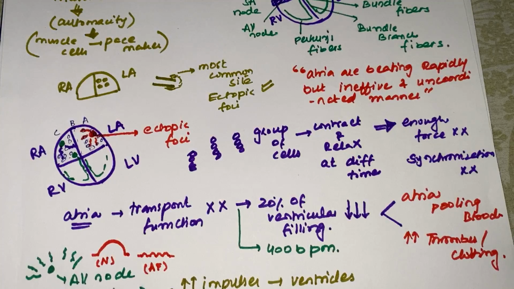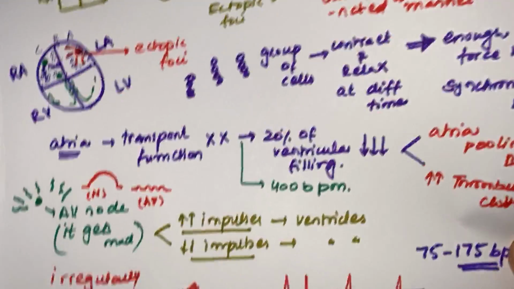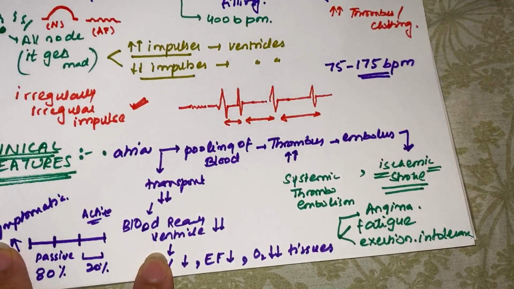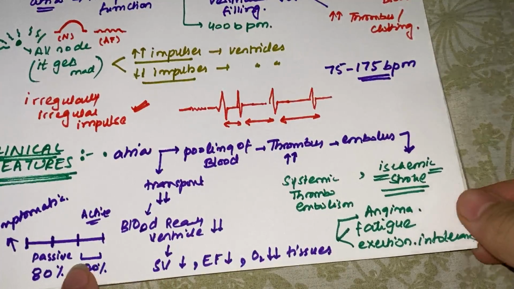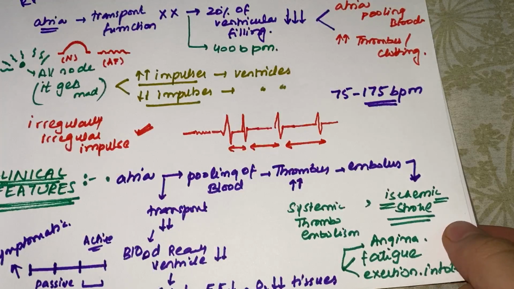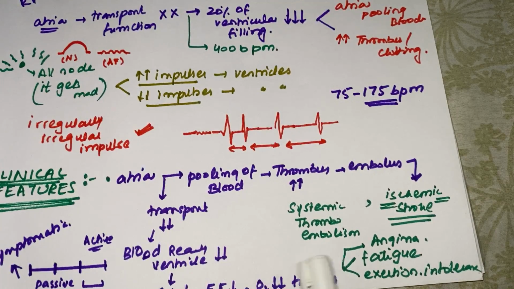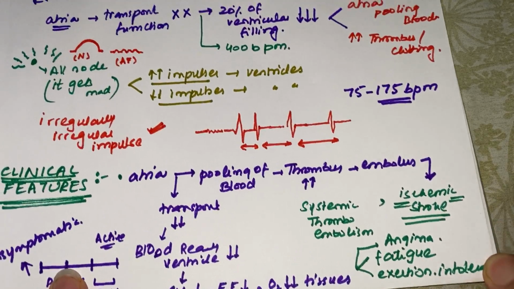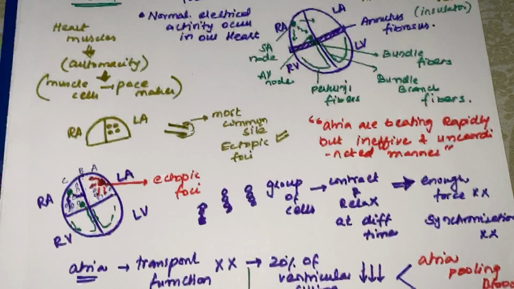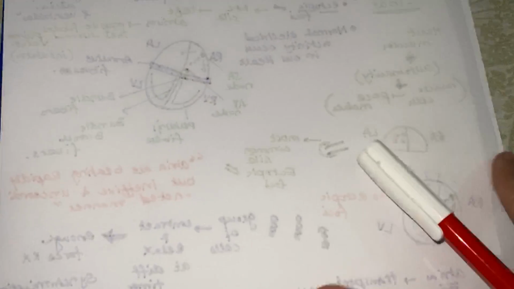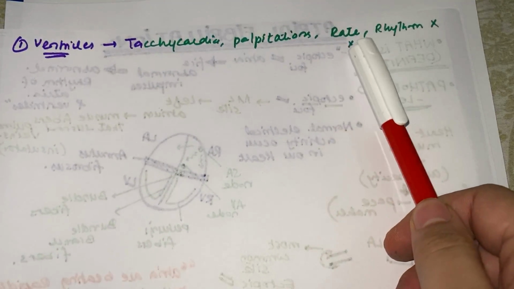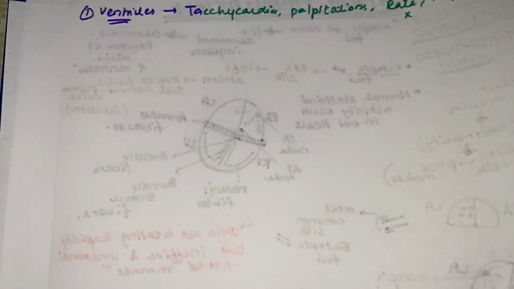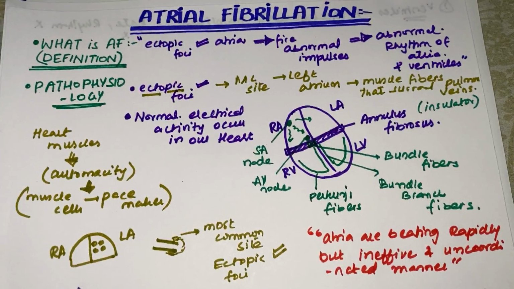Fine. Then come the clinical features. The patient will have pooling of blood within the atria. This pooling of blood will lead to increased risk of ischemic stroke. The patient can have systemic thromboembolism, and because of the decreased supply by the ventricles, angina, fatigue, and exertion intolerance can occur, plus ventricular tachycardia, palpitations, abnormal rate, abnormal rhythm. These will be the clinical features which the patient will present. So this was the brief overview of atrial fibrillation.